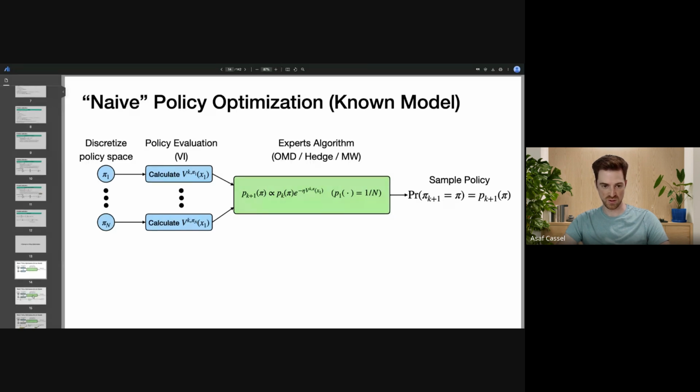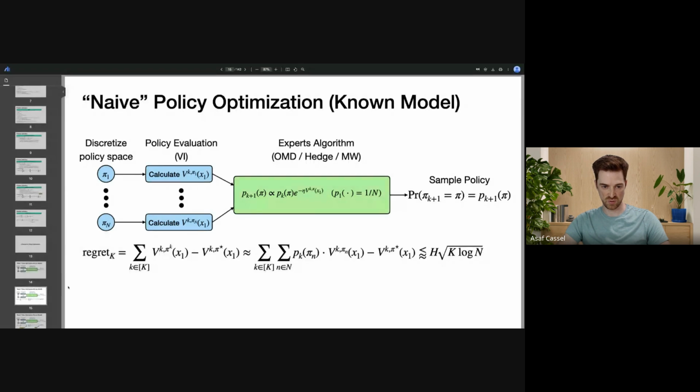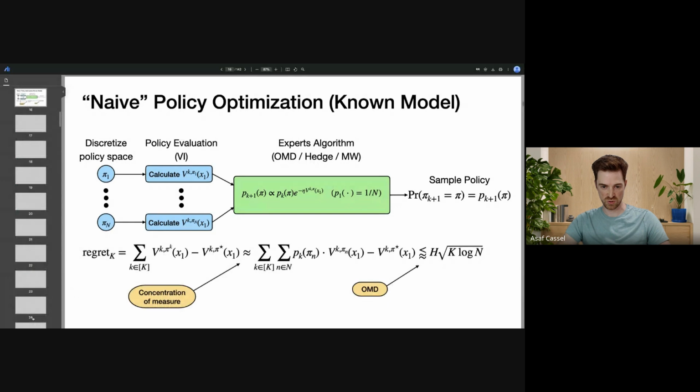these weights. And the regret for this would be very easy to bound when the system is known. You can just use a concentration argument to show that the regret is exactly the loss of the expert problem. This is just the probability of choosing the policy, which is the expert, times its loss, compared to the best loss in hindsight. And you can run OMD and get a regret of square root of k log the number of experts.